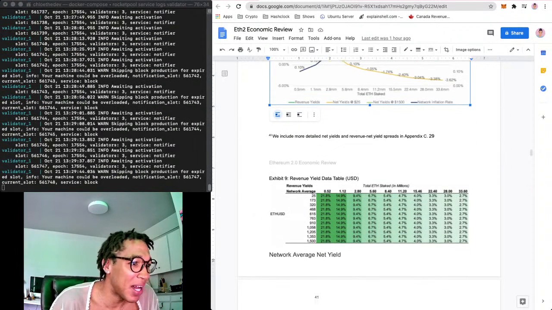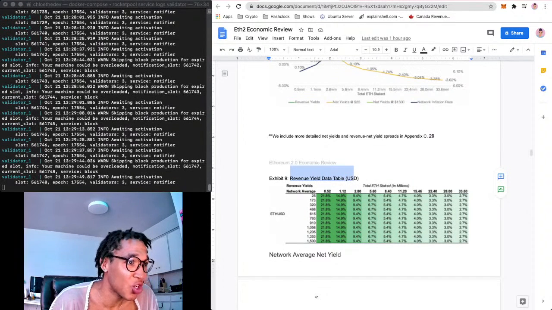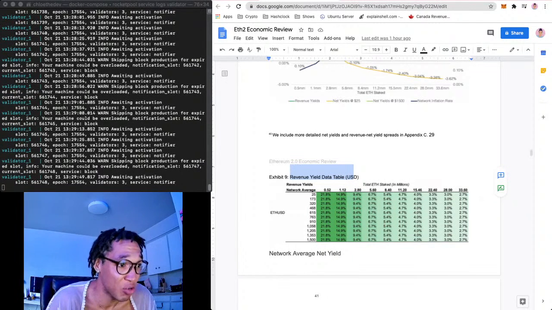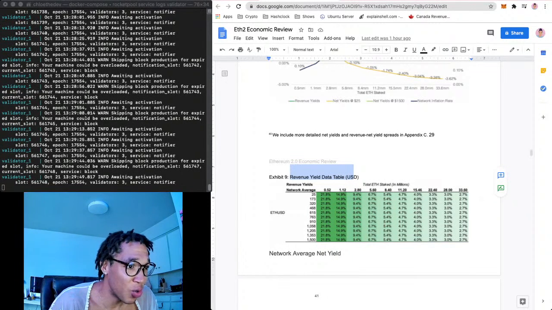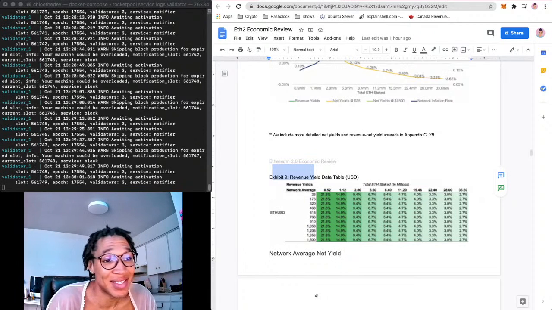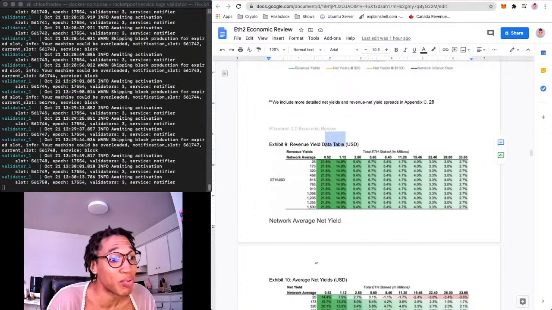Then you have Exhibit 9, the revenue yield data table. Again, it shows ETH from the price of $25 to $1,500. It shows you, based on the amount of ETH staked, what your yield would be. In Exhibit 9, it seems to be showing that the network yield should be consistent across the price of ETH.